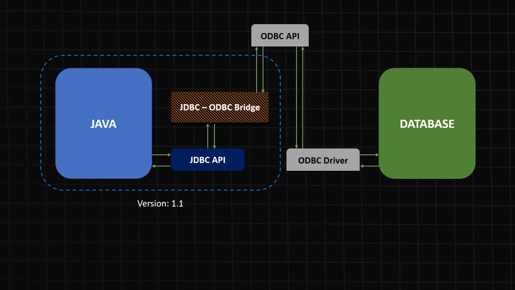But we can see that there are a lot of problems. At first, there are multiple requests and responses, as well as two translators right now. Our JDBC call is translated to the ODBC call, and then the ODBC call is translated to the database specific calls. And for getting the response, we go through the same procedure as well, right? So it makes the communication very slow.